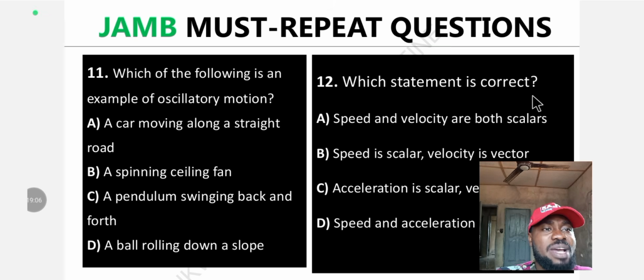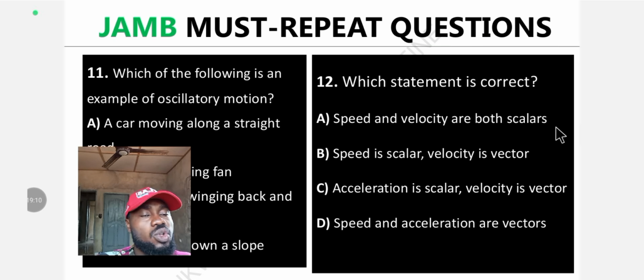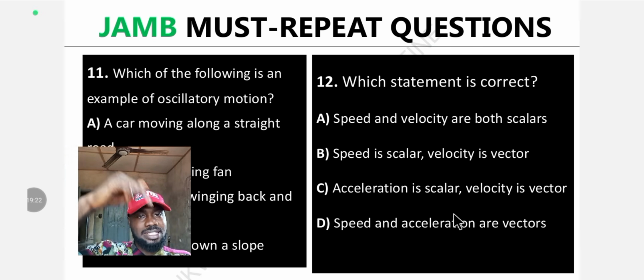Question 12. Which statement is correct? A, speed and velocity are both scalars. B, speed is scalar, velocity is vector. C, acceleration is scalar, velocity is vector. D, speed and acceleration are vectors. Drop the answer in the comment section.